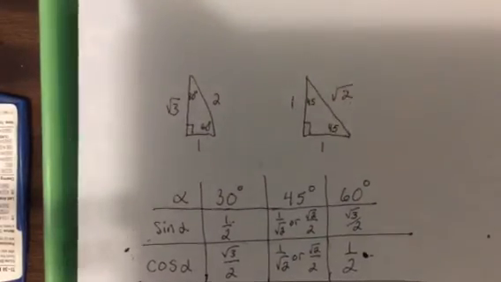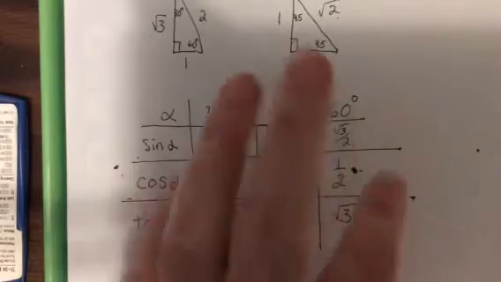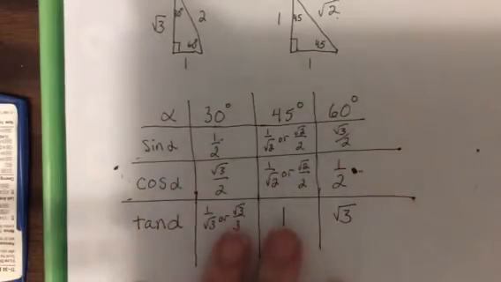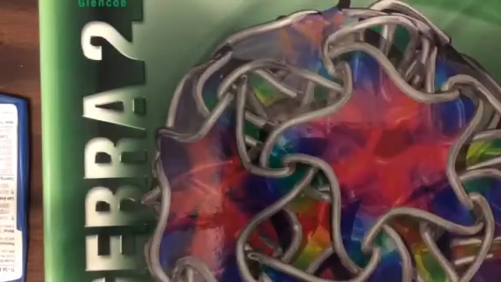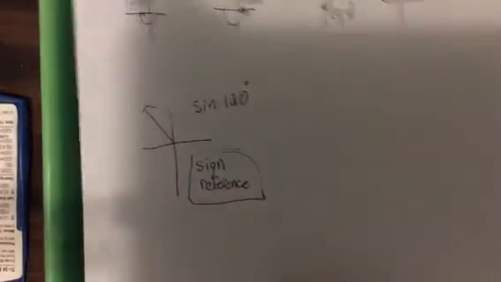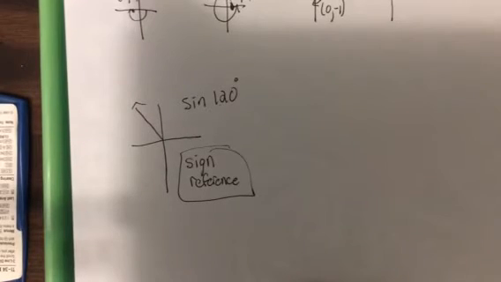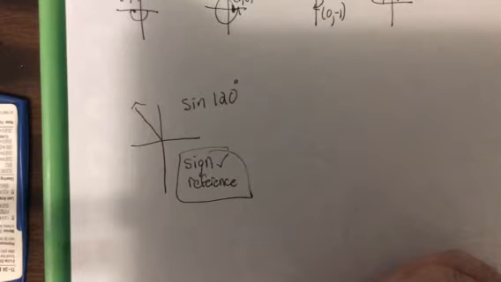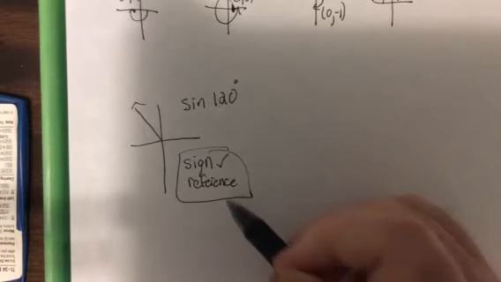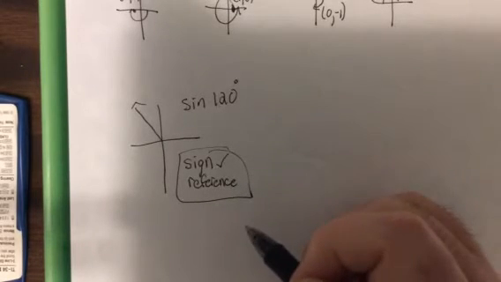Now get this by your bed or desk or whatever, and this by your desk, so you have it when you need it. What we're going to do with this video is first find the sign of the trig function. Then in the next video we'll do reference angles and hopefully finish this up.